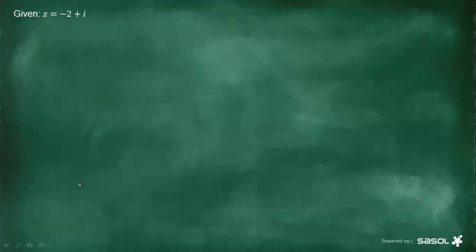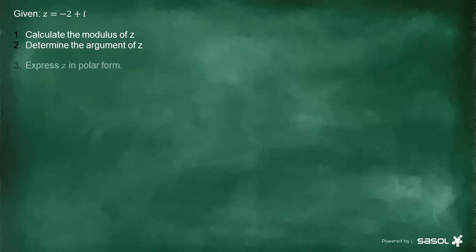Given z equals -2 plus i, calculate the modulus of z, that's number 1. Number 2, determine the argument, which is theta, and express z in polar form. Now remember, we've learned that. Let us try to answer this question, because there is no way you can convert it to polar form if you don't have the modulus and the argument. You first have to calculate those.